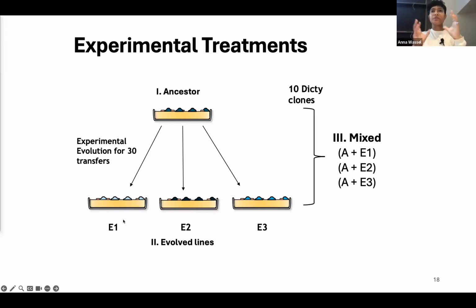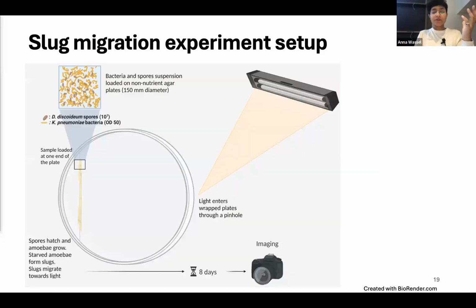So for these three experimental treatments, I am measuring the developmental trait of average slug migration. For that experiment, I laid down spores from these three treatments of Dictyostelium discoideum with food bacteria on starving plates. This plate doesn't have nutrients and is covered, and light can enter from one end of the plate, such that once these spores hatch into amoebae, they should migrate as slugs towards light.